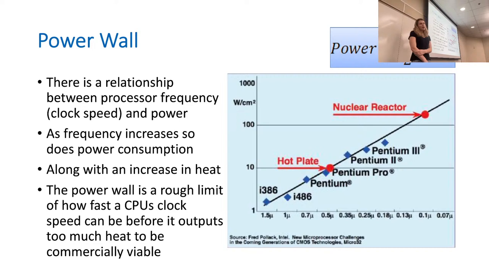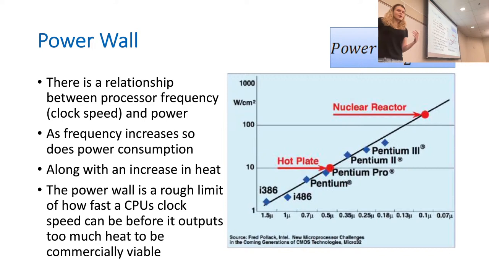The power wall is a rough limit of how fast a CPU's clock speed can be before it puts out too much heat to be commercially viable. If your laptop was going to give you second-degree burns if you used it too long, nobody's going to buy your laptop. So computer manufacturers kind of hit a wall. They ended up realizing that they can't make their CPUs go any faster.